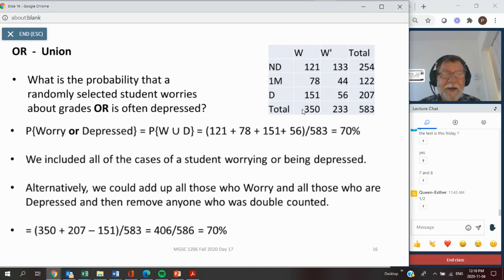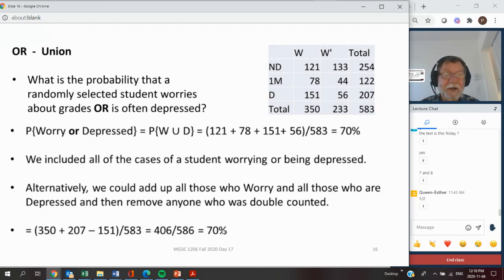But also look, I could take these 350, these 207. These are all the worried students. These are all of the depressed students. And if I take those two totals, I'm going to double count the 151 because it's in this column and it's in that row. So I've got to take them out. So that's what I did here. I'll get the same answer.